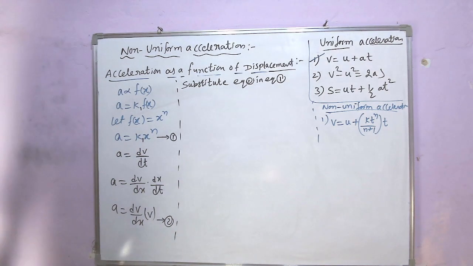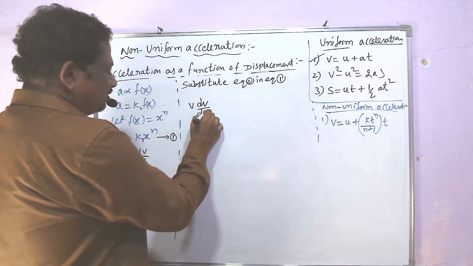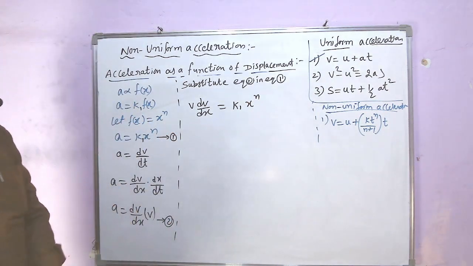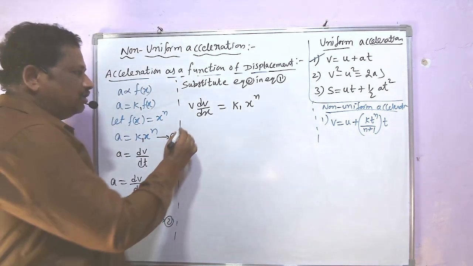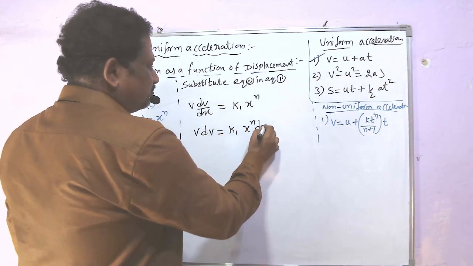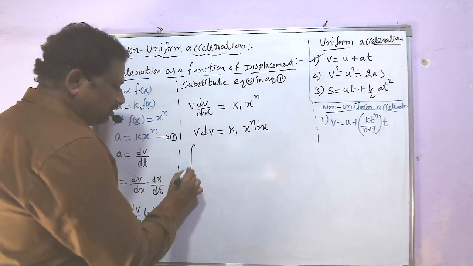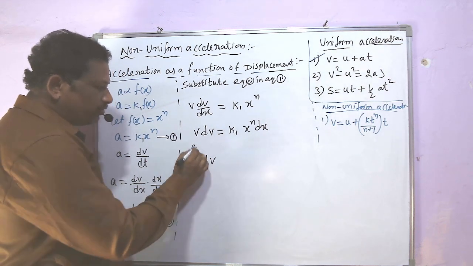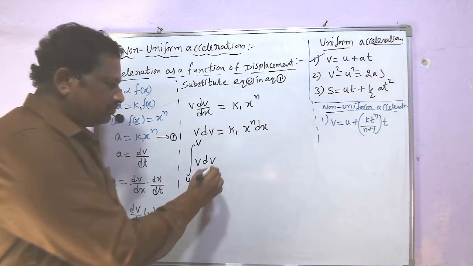Okay. Now integrating on both sides. So integrating v dv, the lower limit is u and the upper limit is v: initial velocity, final velocity. Here k1 is constant. Integration of v dv is v square by 2, lower limit u, upper limit v. Here, integration of x power n dx is x power n plus 1 by n plus 1, with lower limit x naught to x.